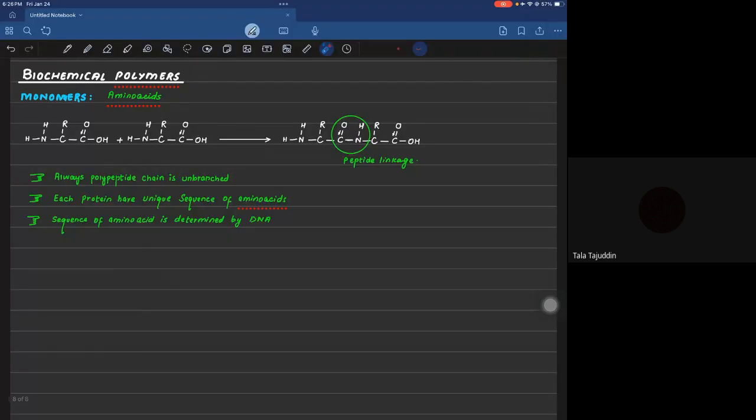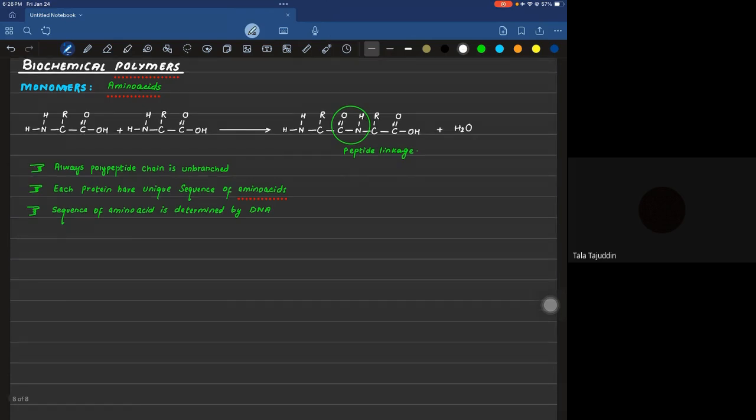Also, this is called peptide linkage. Again, water is removed as a byproduct, and then a polyamide is formed. And also each protein has a unique sequence of amino acids.